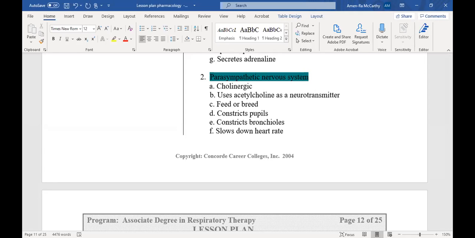So parasympathetic nervous system, guys, is also known as the cholinergic response. What happens during the cholinergic response? Well, that's the feed or breathe, right?